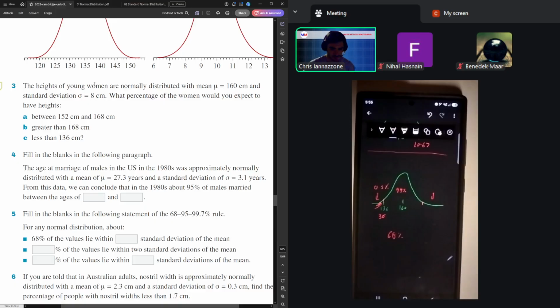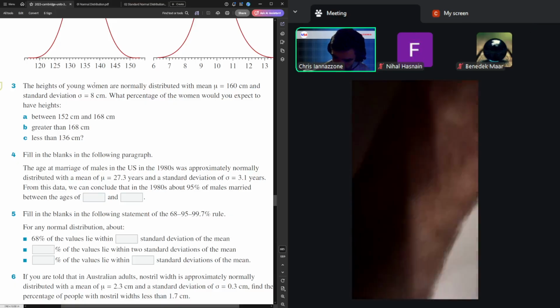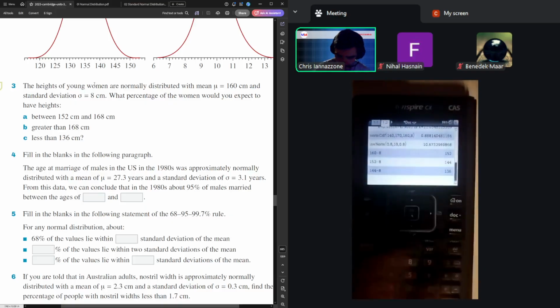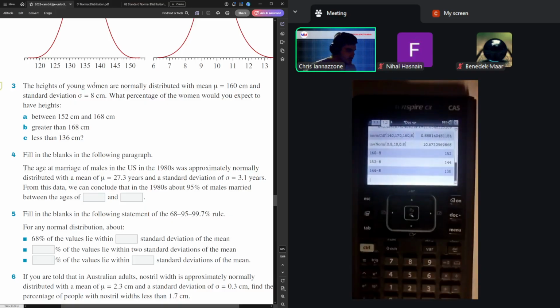Any questions there? Could you show a way to do it on the CAS? On the CAS? Yeah, sure. So if we do this in a tech active way, it was less than 136.